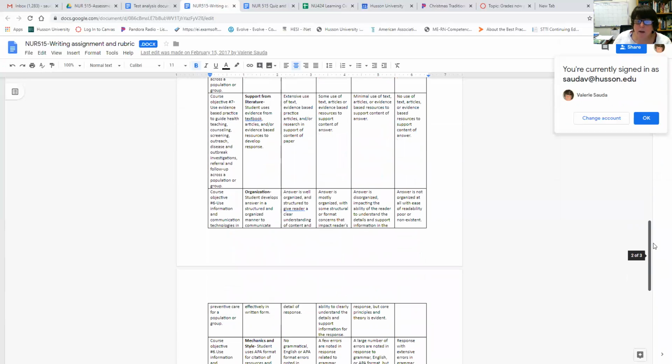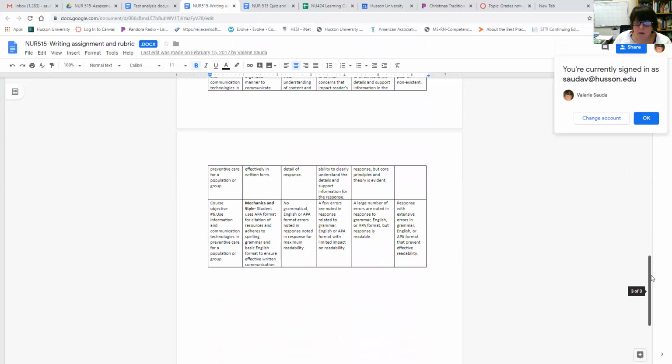As you go further down in a rubric, you'll notice things like mechanics and style. One thing that I think is important for us to remember as educators is that we are not necessarily going to be focused on the writing conventions like grammar, English, and APA format. But what is important for us is that the paper is readable.